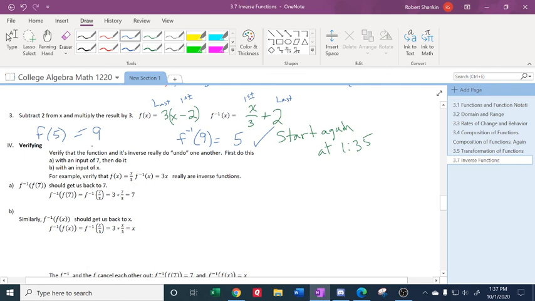Now, this way of verifying, though, let's kind of formalize this. Verify that a function and its inverse really do undo one another. First, do this with an input.